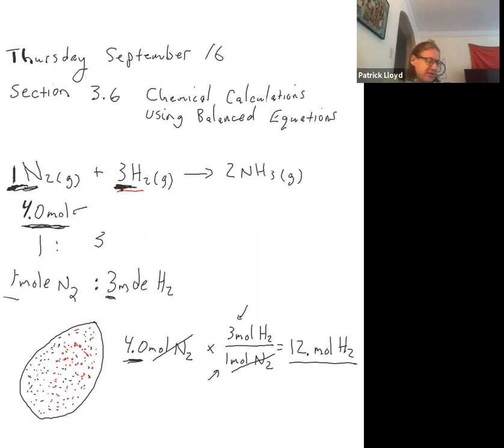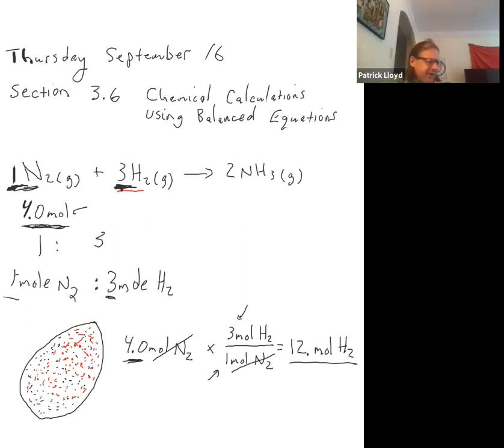So what that tells us is if we have 4 moles of nitrogen in there, and we want to know how much hydrogen we have to put in there to react with it completely, we have to put in 12 moles of hydrogen, 3 times as much as we put in nitrogen, okay? Now, what happens if you put less than 12 in there?